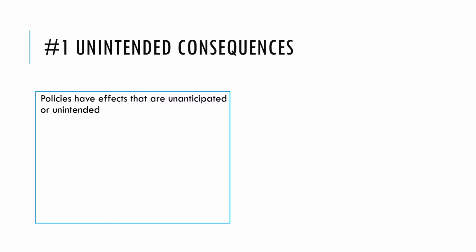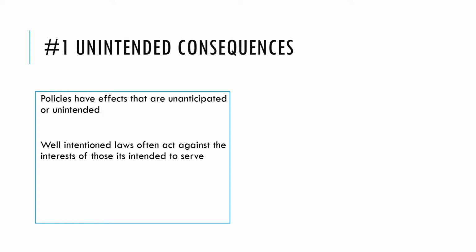So sometimes governments introduce policies and the effects of those policies are unanticipated or unintended. The government didn't foresee that this is what would happen. So well-intentioned laws sometimes act against the interests of those that those laws were intended to help or to serve. And this is because people rarely behave or respond in a predictable way. As we know from our studying of behavioral economics, it's not always clear that people will be very rational in their response to a certain policy. And if we're not sure how they'll respond, it's hard to anticipate the consequences of our actions.